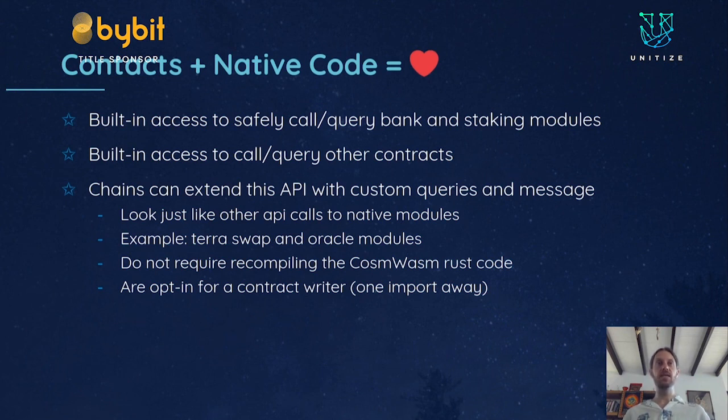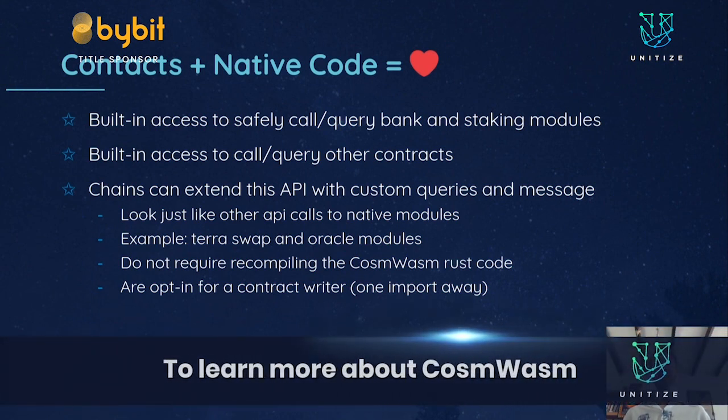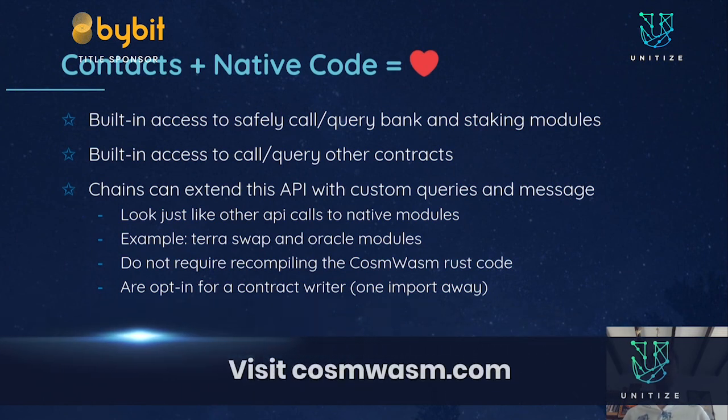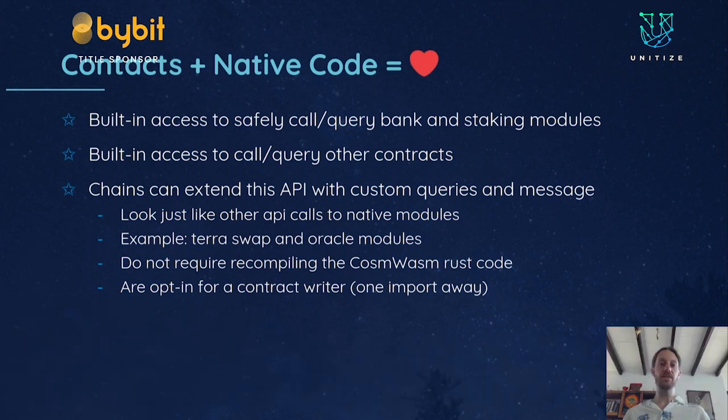So you can currently call into the bank, which is coin transfers and staking modules in Cosmos SDK and other contracts, but you can easily extend that. For example, on Terra, they wrote a swap, more of a trading swap DEX thing, and an Oracle module for exchange rates in Go native code. And they wanted to add smart contracting capability on top of it.